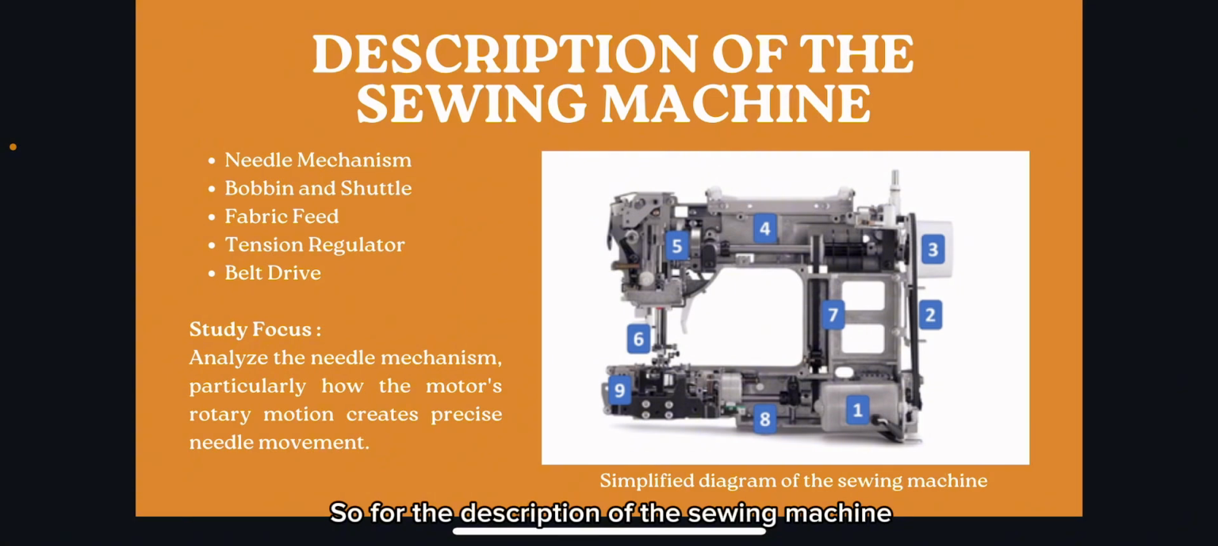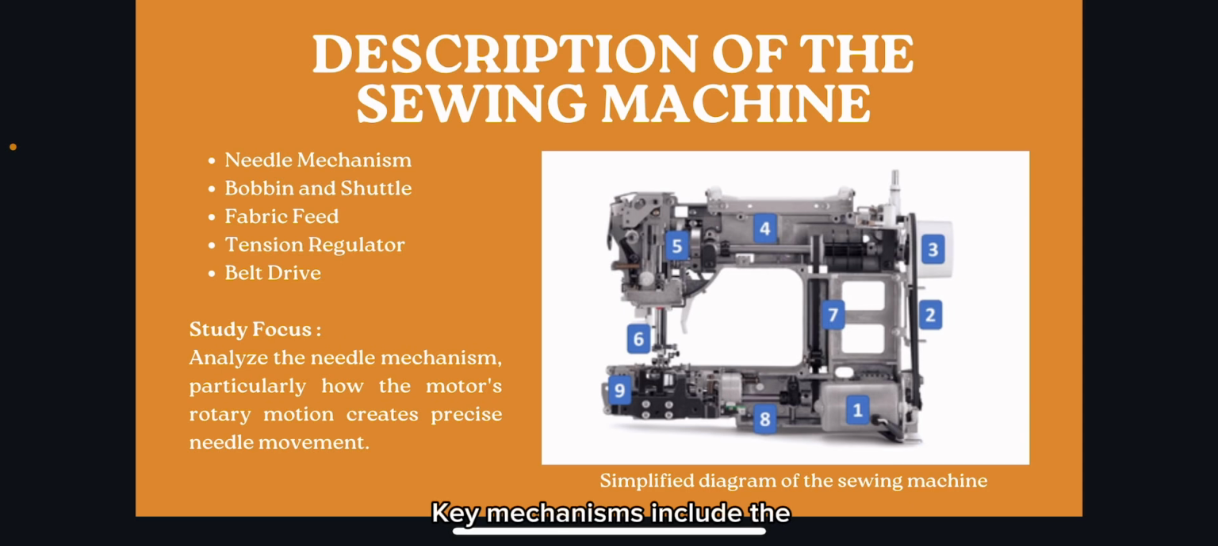So, for the description of the sewing machine, the basic functioning of a sewing machine relies on several key mechanisms. The vertical movement of the needle is controlled by a slider crank system, converting the motor's rotary motion into reciprocating motion. This motion allows the needle to pierce the fabric and form a stitch by looping the upper thread around the lower thread. And the feed dogs, small metal teeth, move the fabric beneath the needle in sync using a cam mechanism. This ensures smooth fabric advancement and consistent stitch length.